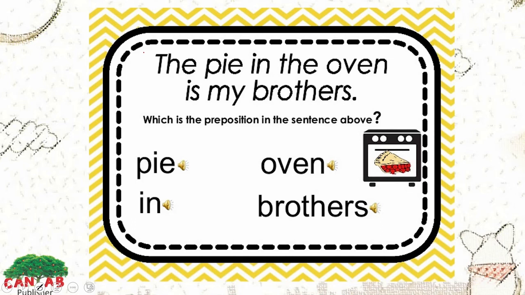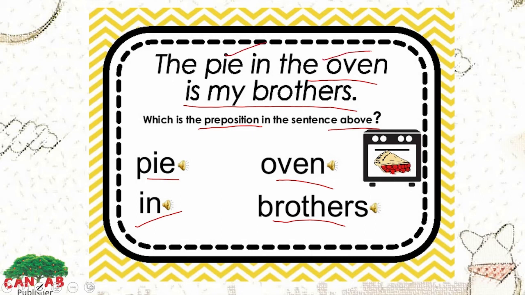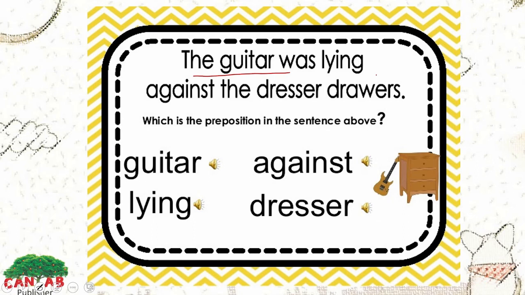So, this is an activity here. The pie in the oven is my brother's. Which is the preposition in the sentence above? Pie, oven, and brothers. Here we have two nouns or three nouns here. Yes, pie, oven, and brothers. You can see the oven here and the pie here. तो इसमें हमारा preposition कौन सा होगा? Yes, in. ये बता रहा है कि pie किधर है? Oven में है.